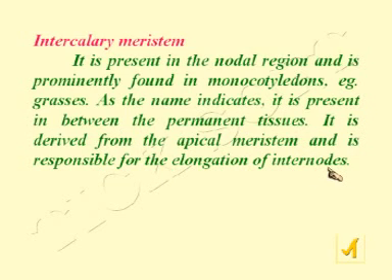The function of the intercalary meristem is to elongate the internodes, and it is derived from the apical meristem. As its name indicates, it is present in between the permanent tissues. Most prominently it is found in monocotyledon plants, for example grasses.